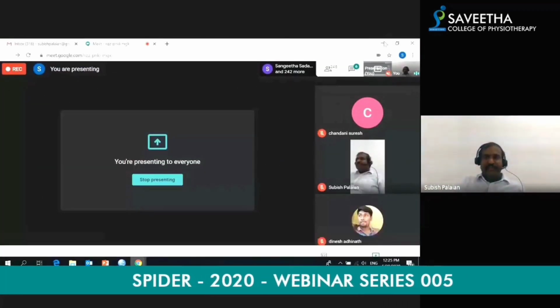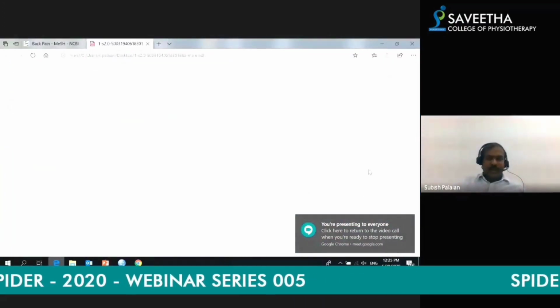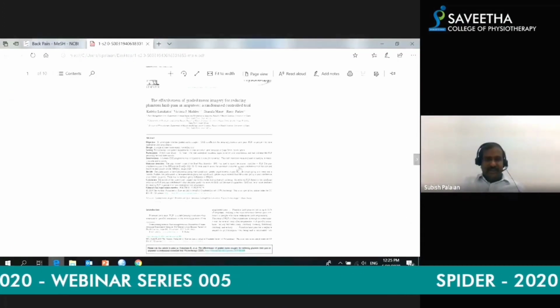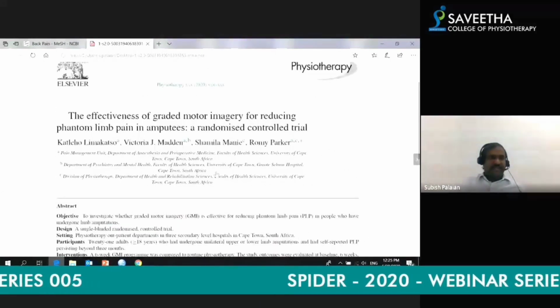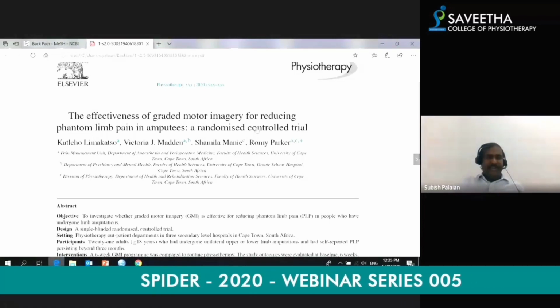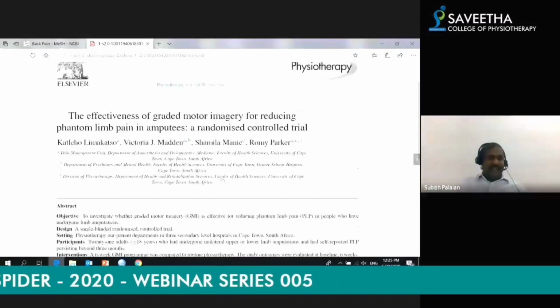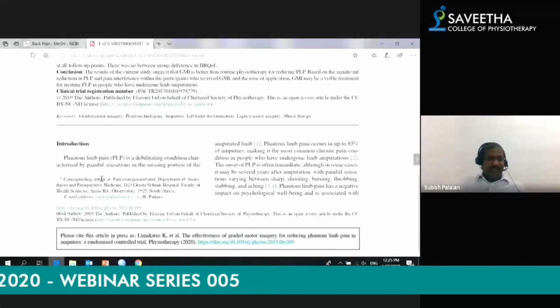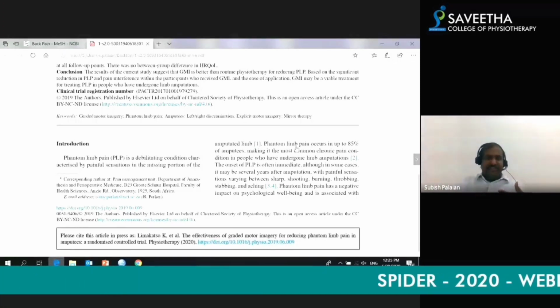one of the important studies in physiotherapy, and you can see how the introduction looks like. You see, this is a study, the effectiveness of graded motor imagery for reducing phantom limb pain in amputees. It's an RCT, randomized control trial, and it's the abstract. Again, if you see the objective, design and so on, you see here the introduction, the author is talking about what is phantom limb, and they say how common it is. It occurs in up to 85% of amputees.